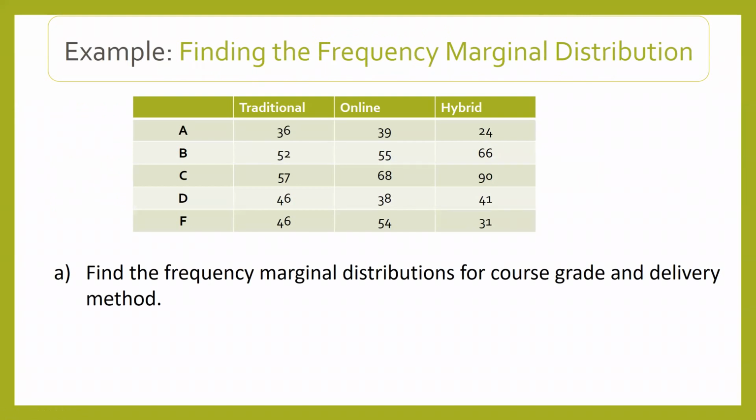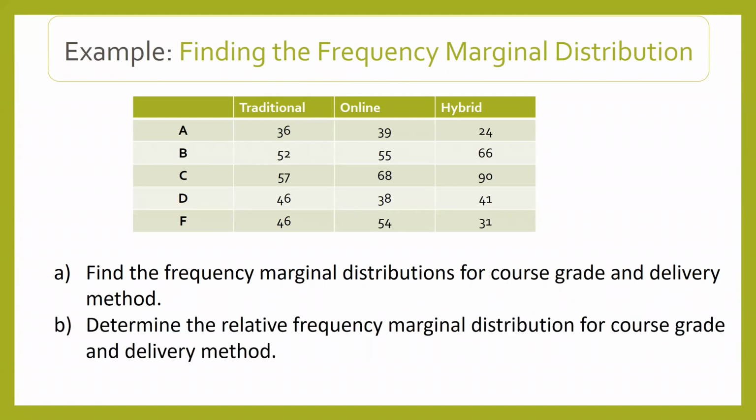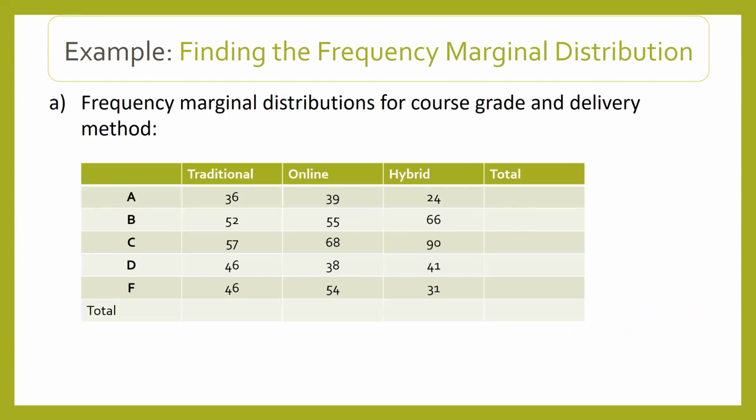So here is an example. The example we are working with: find the frequency marginal distribution for the course grade and delivery method. Determine the relative frequency marginal distribution for course grade and delivery method. We're going to use this actually for something later on. So what does this mean? It's very simple.